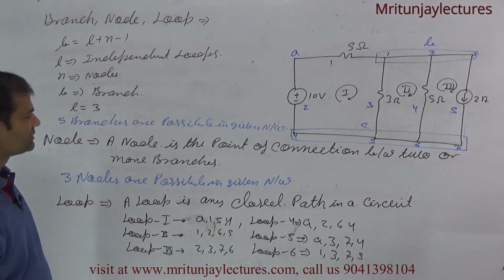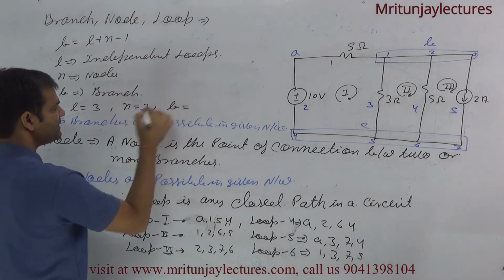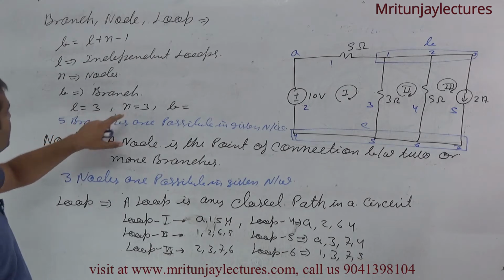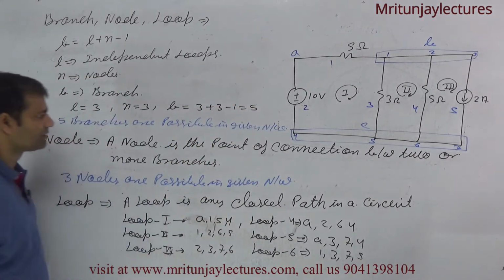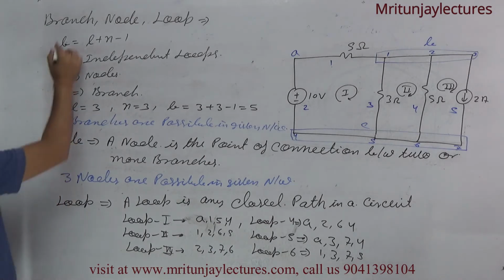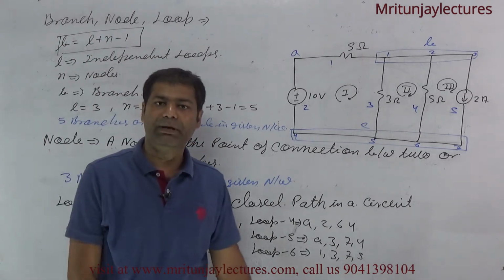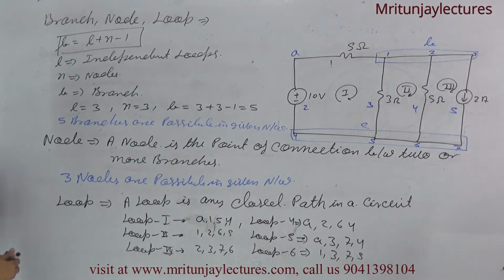What about the number of nodes? N is equal to 3. So what about the number of branches possible? Put 3 and 3: 3 plus 3 minus 1, that is finally 5. Clear? 5 branches. If there is any doubt, apply this formula and find out the branches, loops and nodes. Okay. Now we will consider another question.